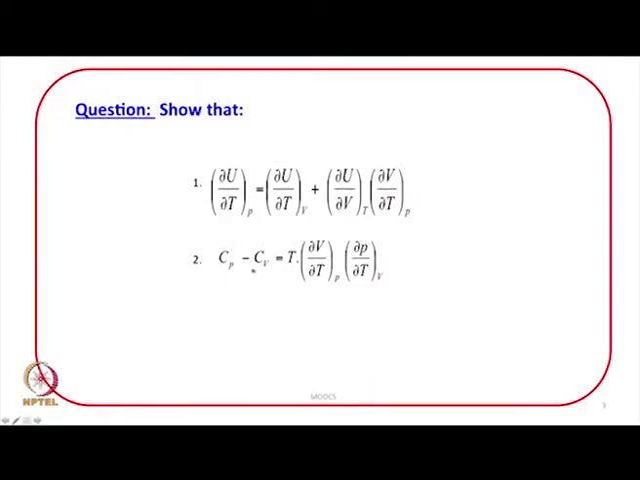Look at question number 2 in the slide. Cp minus Cv is equal to temperature into dV/dT at constant pressure, into dP/dT at constant volume. So we have proved that this relation holds true. Please remember again that the equation that we have derived is not just applicable to an ideal gas. It is applicable to all systems.